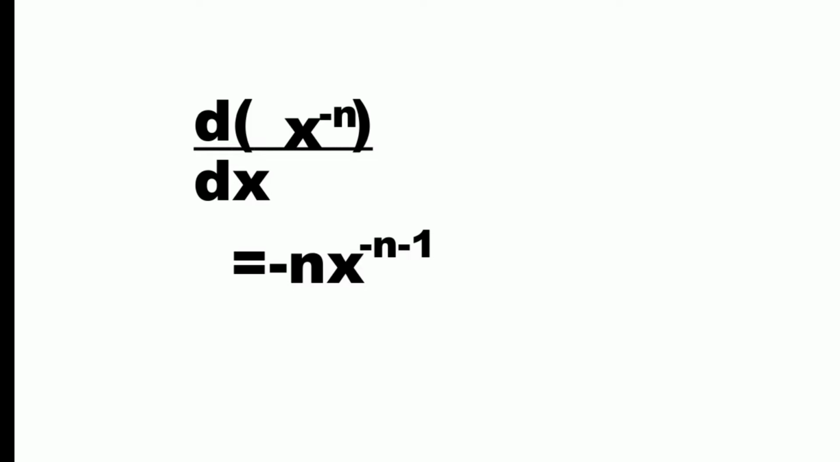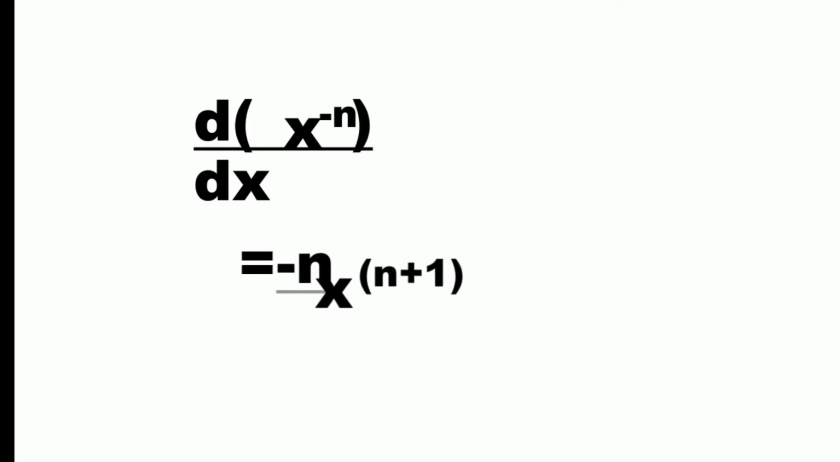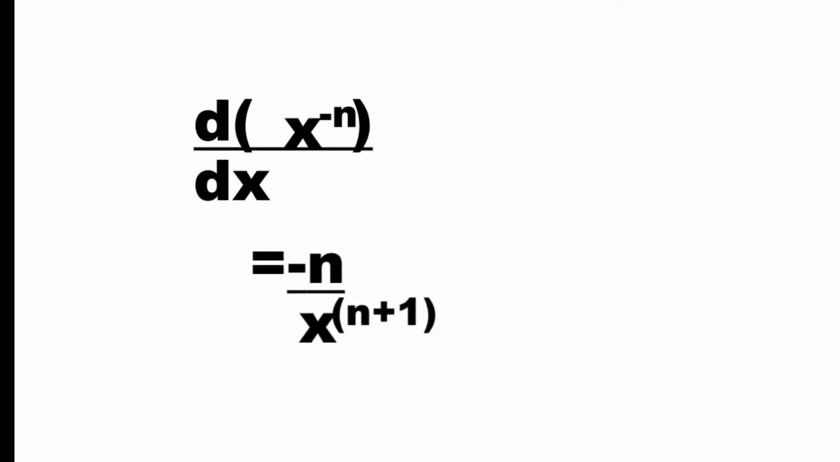You can factor the negative sign on the exponent, making it negative n times x to the power negative quantity n plus 1. Negative exponents can be made positive by placing it in the denominator, so the derivative of 1 over x to the power n, or the derivative of x to the power negative n, is negative n over x to the power n plus 1.